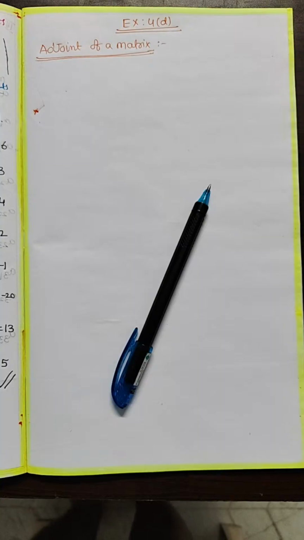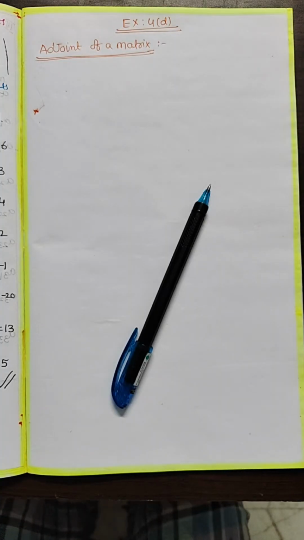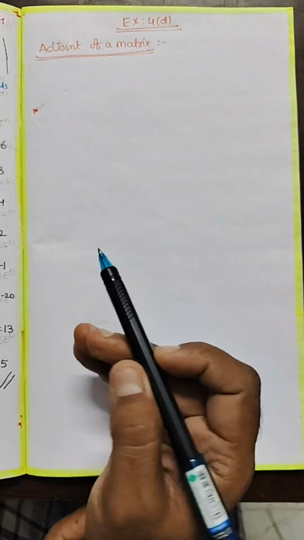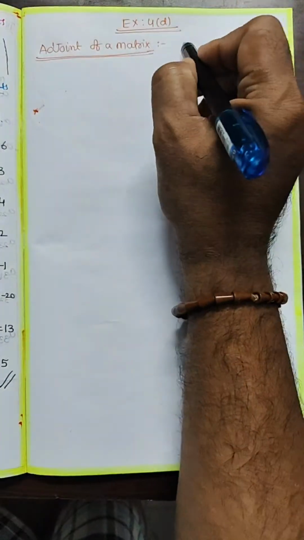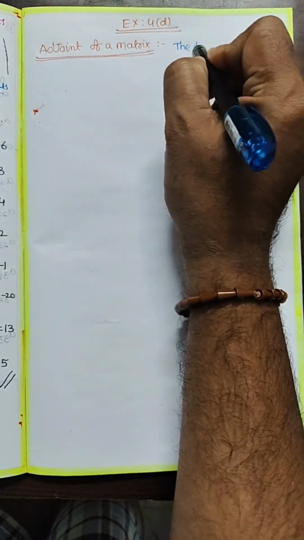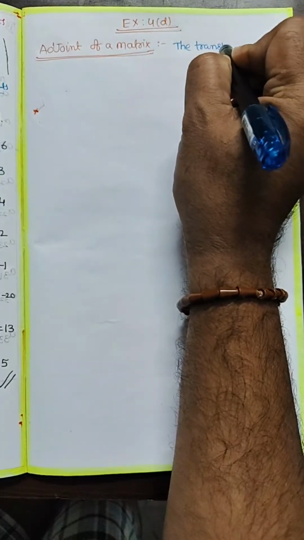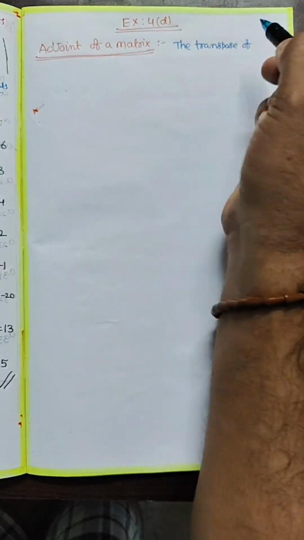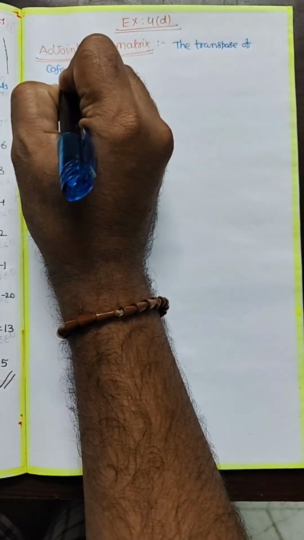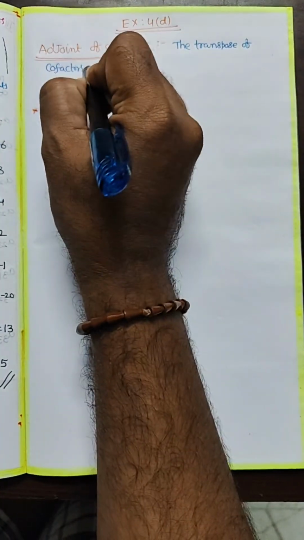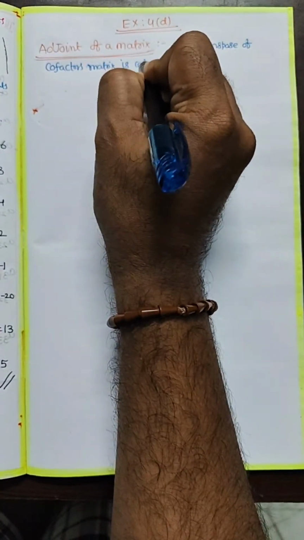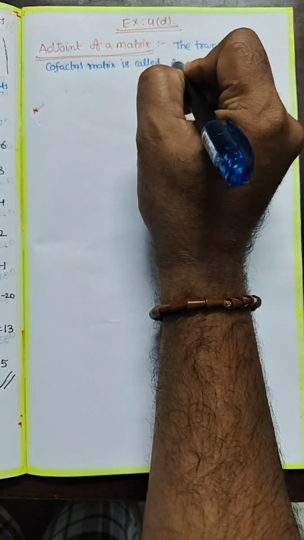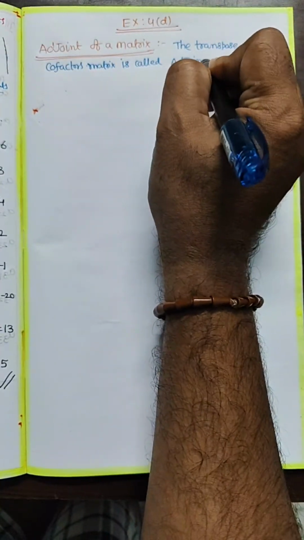In the last class, we discussed cofactors of a matrix. What is the meaning of adjoint of a matrix? The transpose of the cofactors matrix is called the adjoint matrix. Adjoint of a matrix. This is the definition.